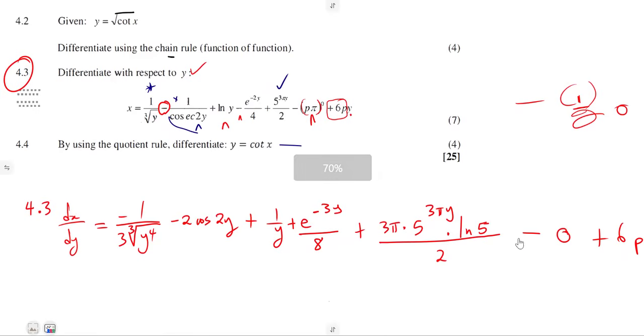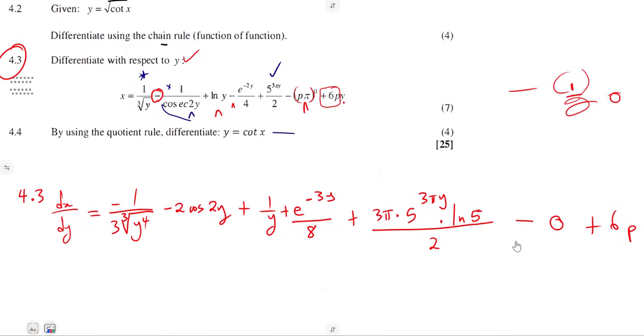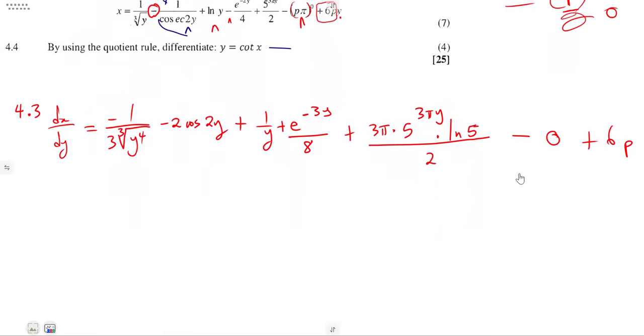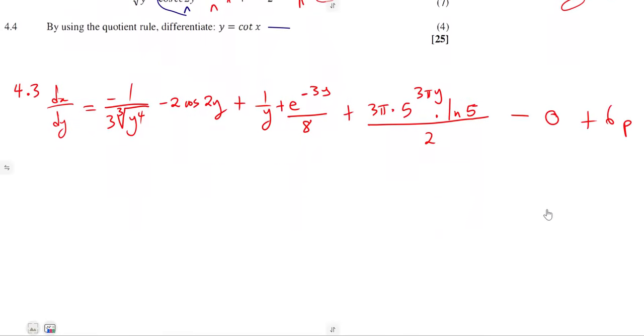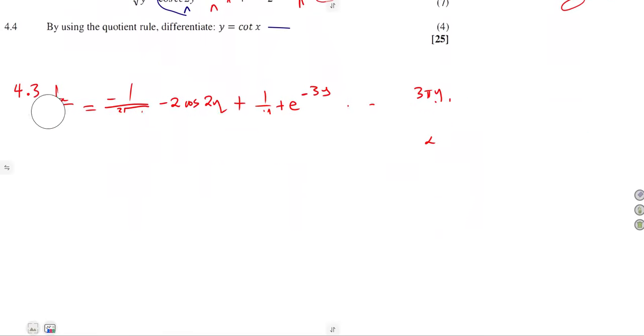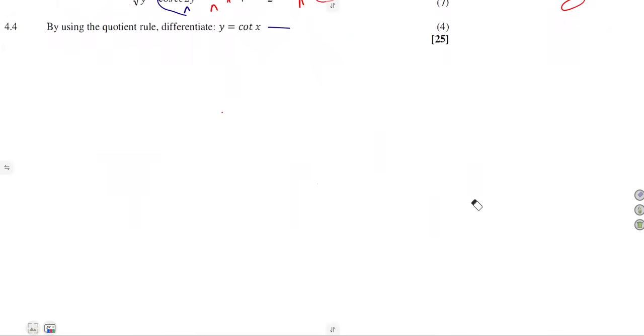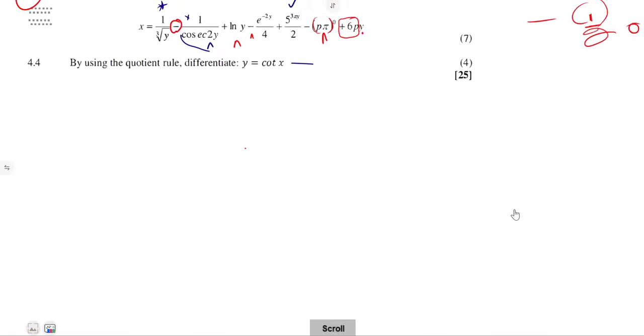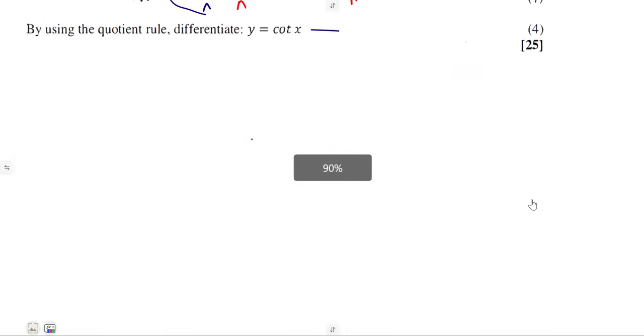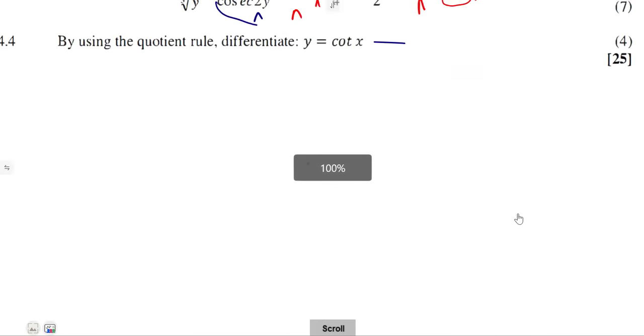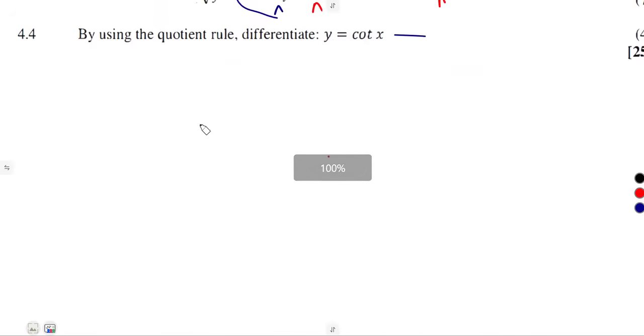So for answering the question paper, guys, we are not doing an introduction here. We are doing the question paper. For answering the question paper, this is what you just need: rewrite each and every term, then compare with the derivatives from the formula sheet, okay? You won't go wrong. On 4.4, we are given the quotient rule. Differentiate this by the quotient rule, division.